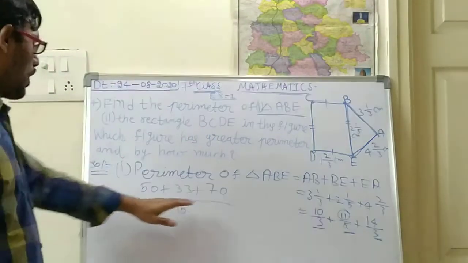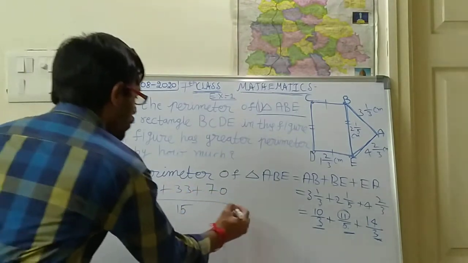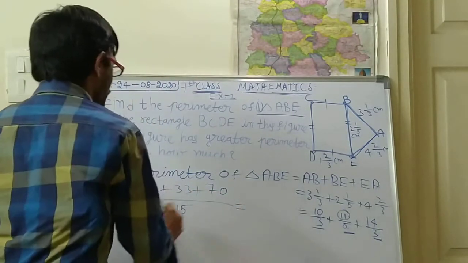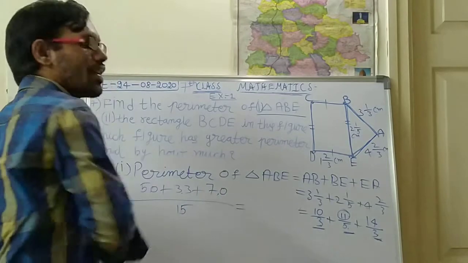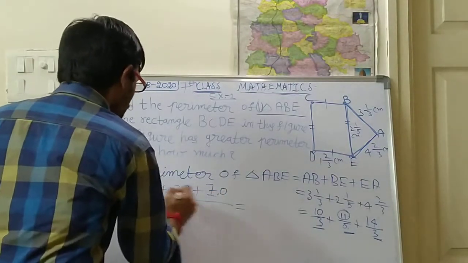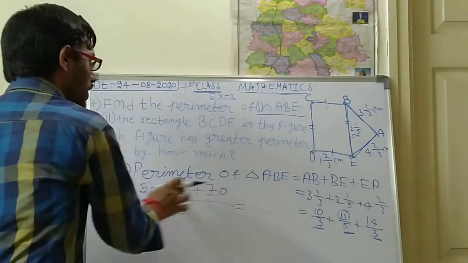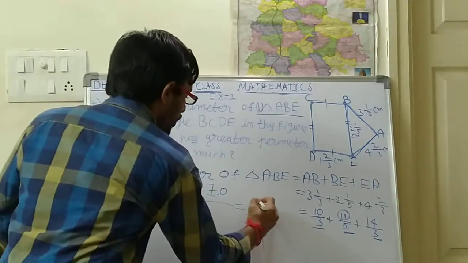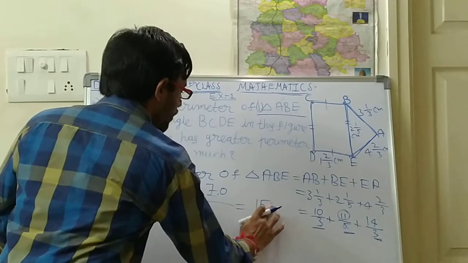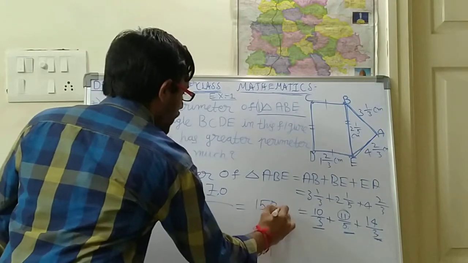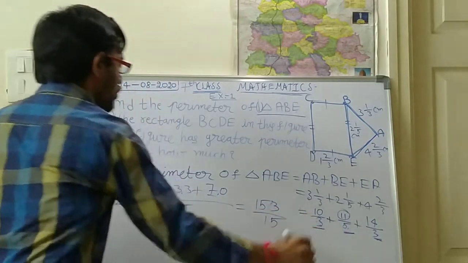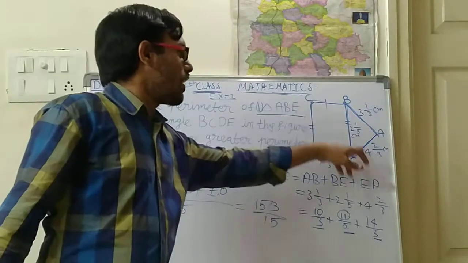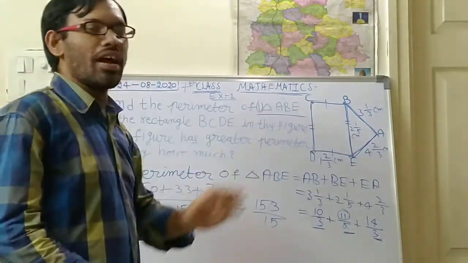Okay, so like this you have to do. After this you have to add all these three numbers. So 50 plus 70 plus 33. 70 plus 50 is 120. 120 plus 30 is 150. 150 plus 3 is 153. So 153 by 15. The perimeter of triangle ABE is 153 by 15.